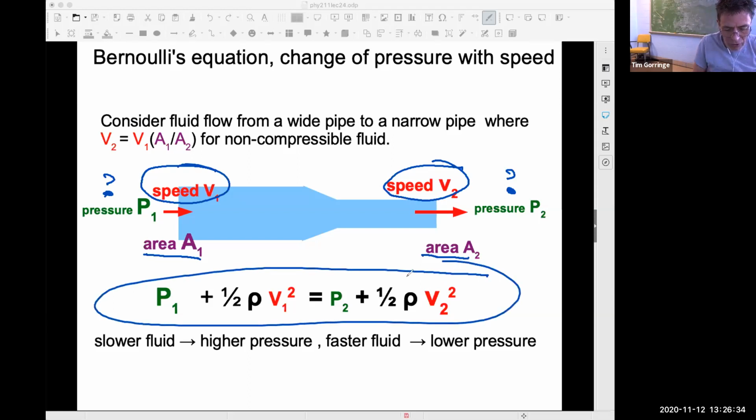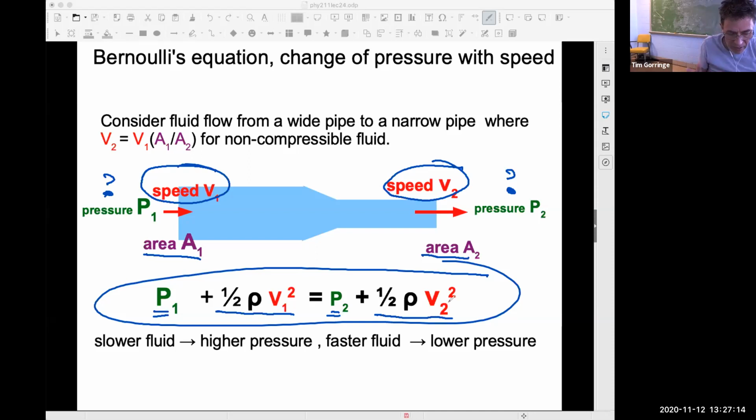Here's the equation. It looks a little bit of a mouthful, but in some sense, it's not too much of a mouthful when you know the right way to look at it. Inside this equation is the answer to our question. Here's the pressure in the large diameter pipe. Here's the pressure in the small diameter pipe. They're the P1s and the P2s. The other pieces in this equation are determined by the speed that the fluid is traveling down the pipe. Here's the speed in the wide section of the pipe, V1. Here's the speed in the narrow section of the pipe, V2.